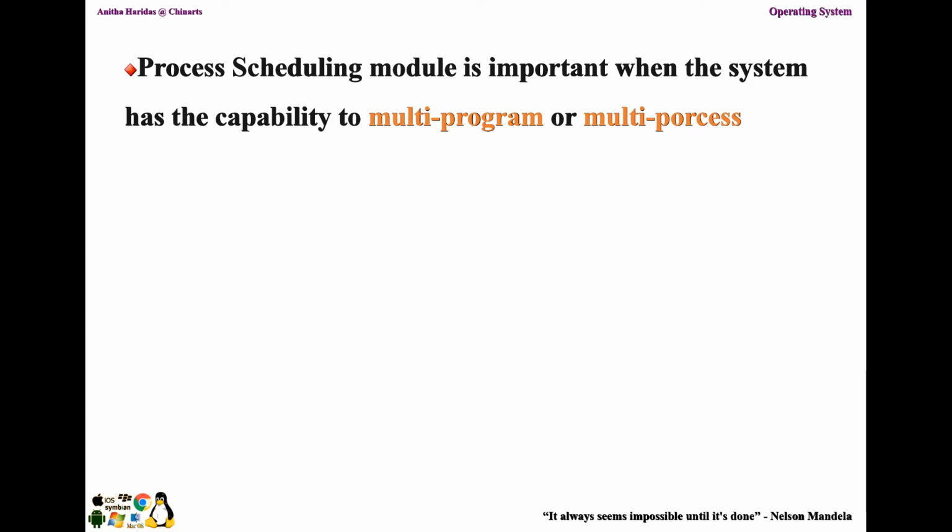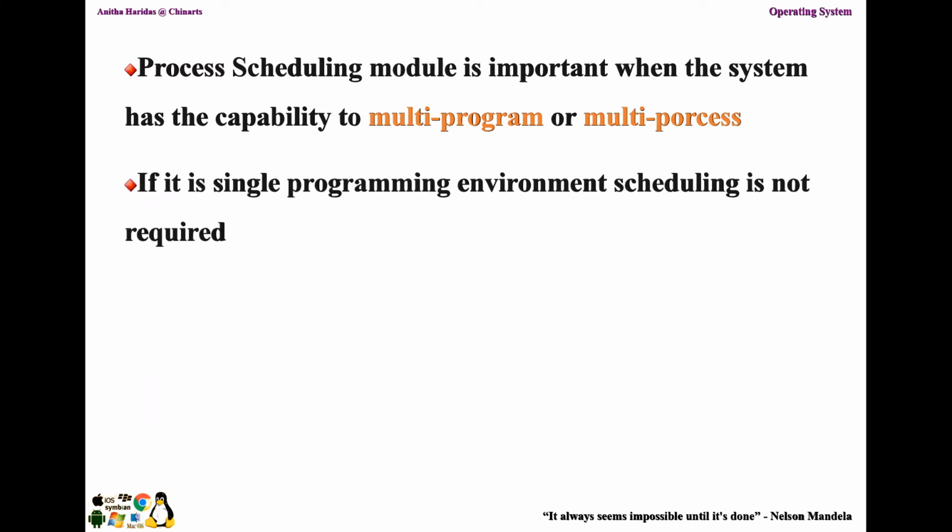Now, you know that the process scheduling module is very important when the system has the capability to multi-program or multi-process. Because if it is going to be a single programming environment, scheduling is not at all required, right? Why? Because all the resources currently available in the system, say for example the CPU, the memory, the input output devices, can all be allocated to that particular program, because we are using only one program in the system.